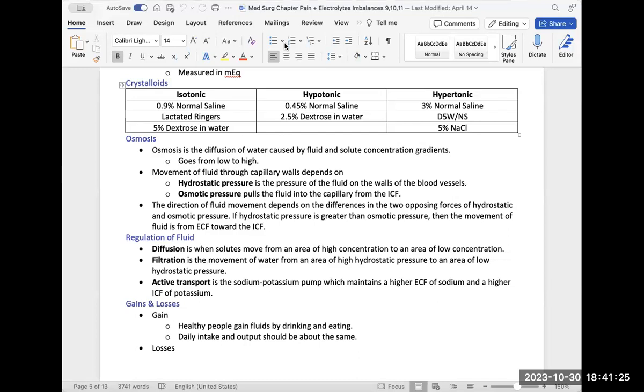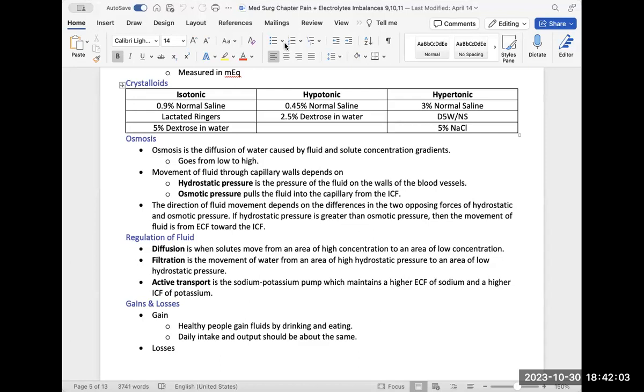Now, all of these fluids are used to either create a shift from fluid moving from the cells to the body or vice versa, or we don't want to make any shift and we want to just keep things the same. Isotonic means that we're not going to have any shift in volume. So fluid's not going to go from the cells back to the body or vice versa. So isotonic solutions, like I said, do not cause any fluid balance changes. So that includes our 0.9% normal saline, our lactated ringers, and 5% dextrose in water.